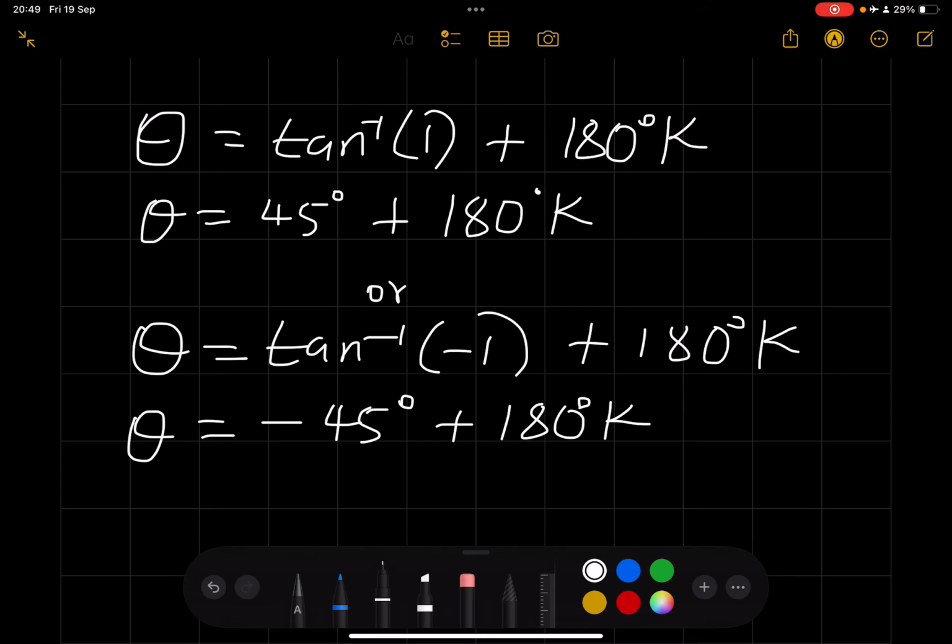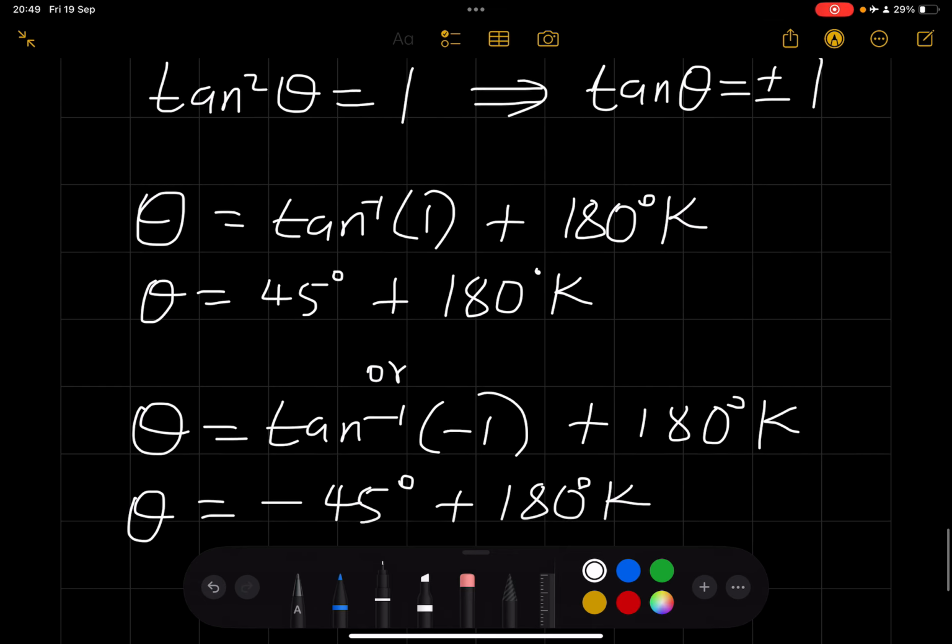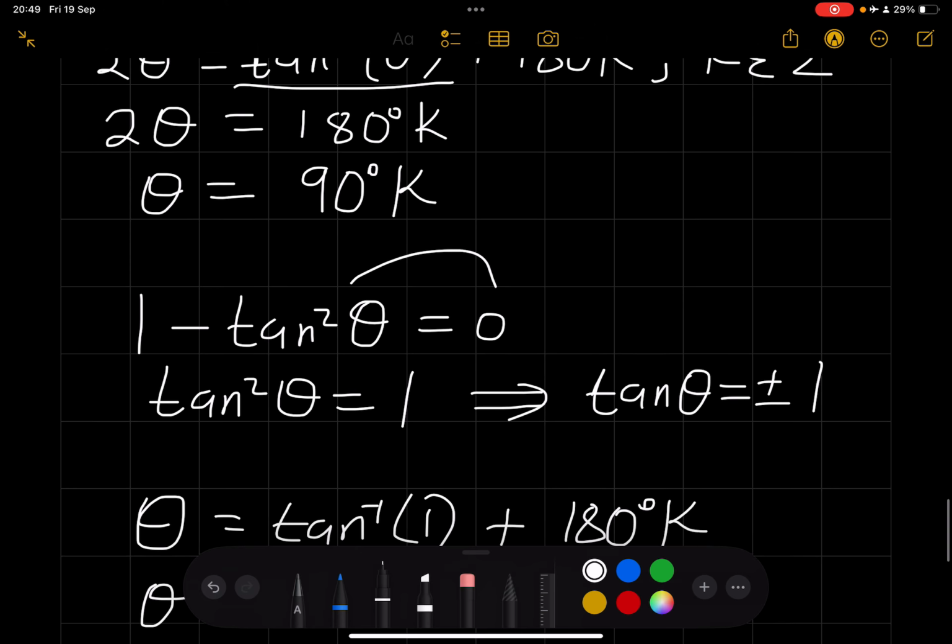So the identity fails when theta is negative 45 plus 180k, also 45 plus 180k, and also 90k. Thank you very much. The most important thing when you are asked about undefined: just take the denominators, equate them to 0, and solve for the general solution normally like you do. Thank you.